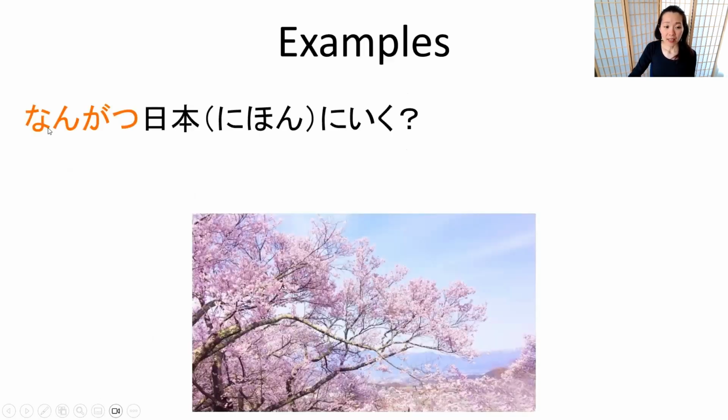For example, 何月に日本に行く? Then 4月だよ. So when do you go to Japan? Which month? Then, well, means well. Then April. Okay, so that's the month. Then let's move to the date.